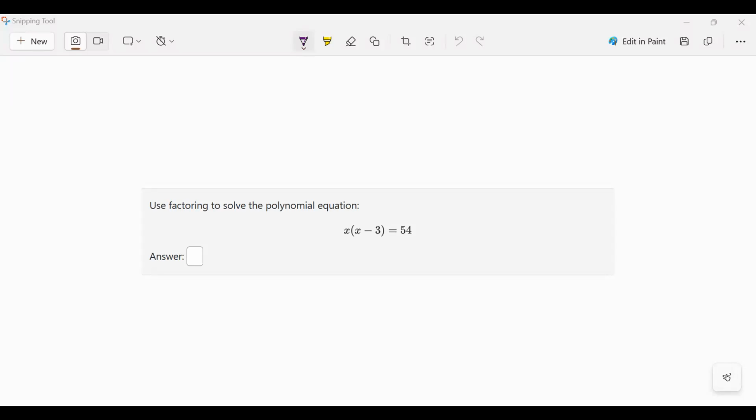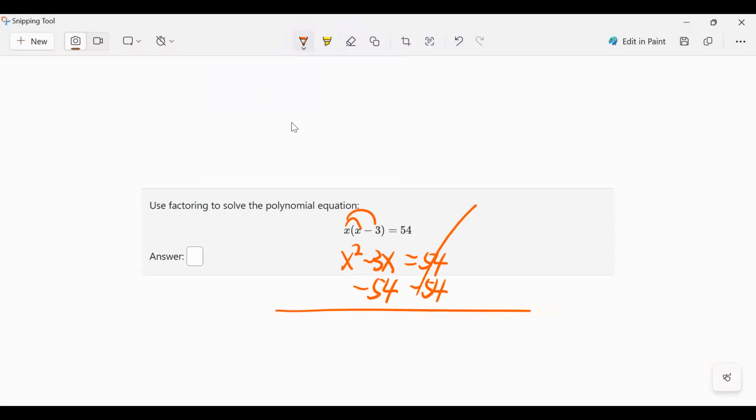I will quickly go over the solution. From here, first of all, we will distribute the left hand side. So x times x squared, x times 3, or 54. So add 54 on both sides of the equation. I'll cancel that, x squared minus 3x minus 54 equals 0.